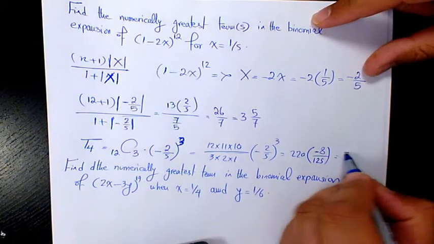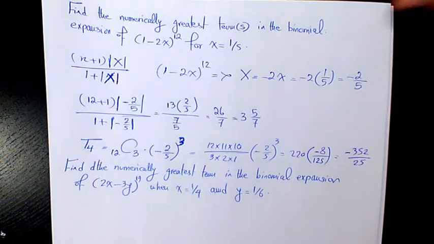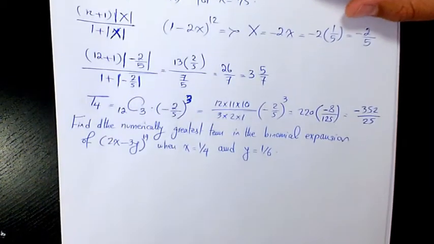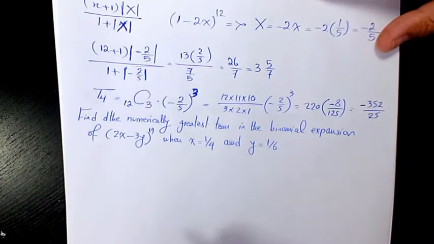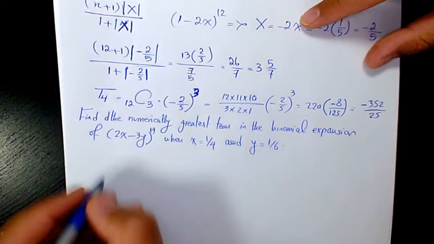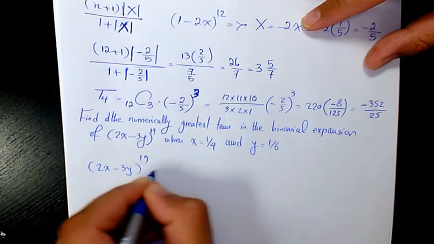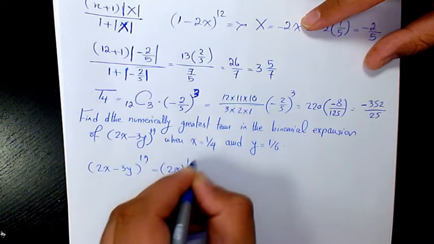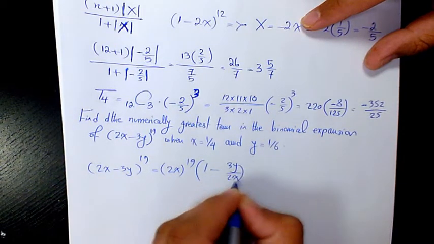Then the answer is going to be negative 352 divided by 25. Now next one, it says find the numerically greatest term in the binomial expansion of (2x - 3y)^19 when x is 1/4 and y is 1/6. So that's going to be (2x - 3y)^19. You take the (2x)^19 out. Then you have (1 - 3y/2x)^19.